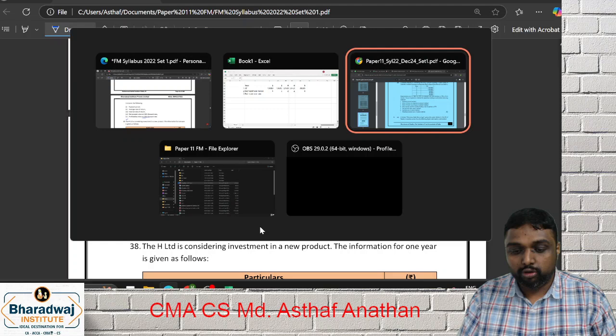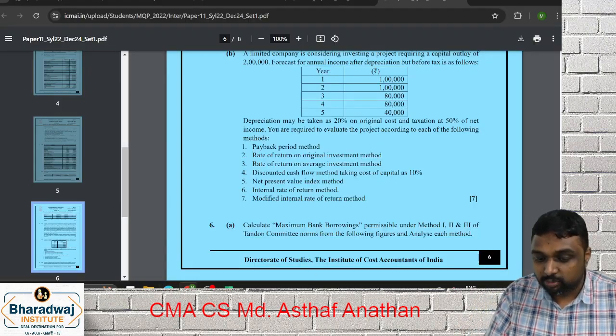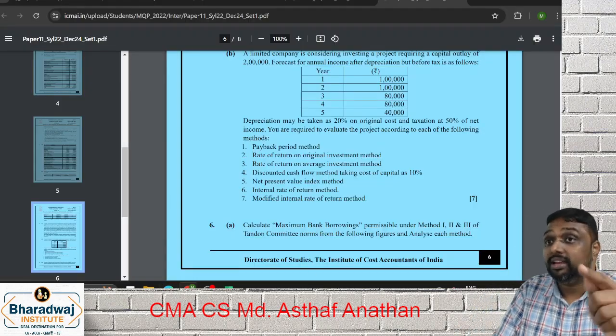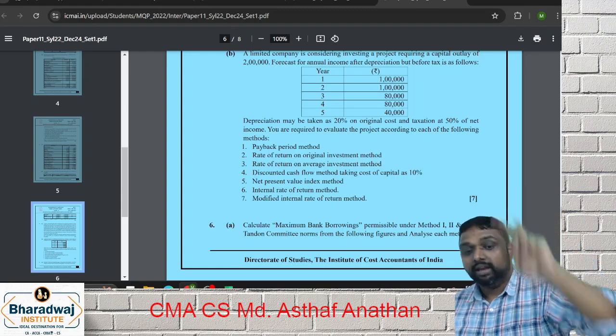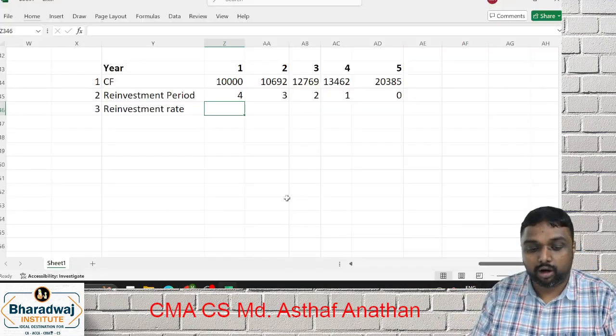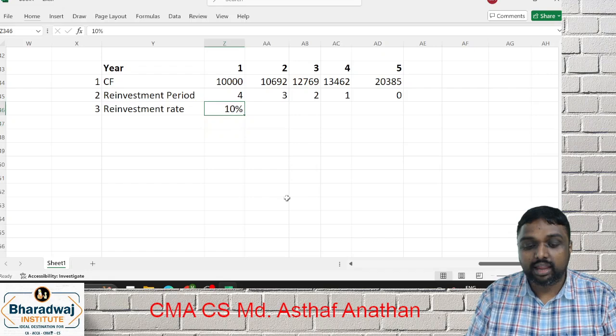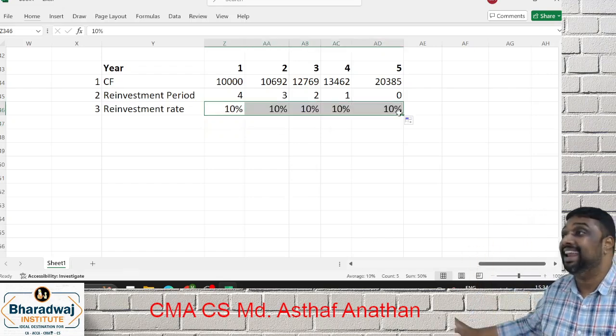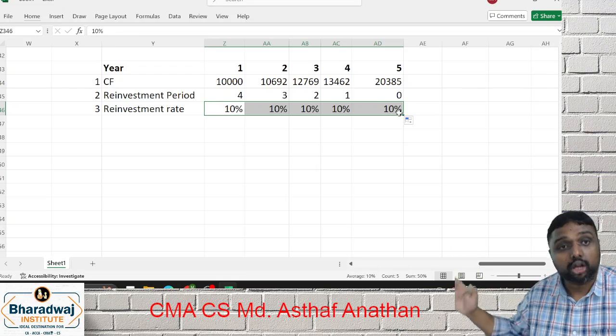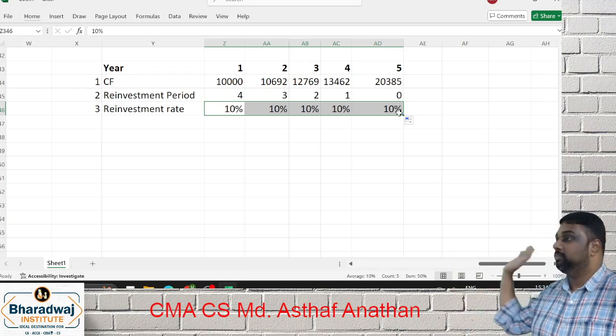Suppose I tell you one MTP point. Here also nothing is specifically mentioned. Sometimes they will tell you the reinvestment rate is 12%. They will tell you a different reinvestment rate. That is why I am giving a separate column called reinvestment rate. Here the reinvestment rate is the same as your cost of capital. The question is silent, so you have to assume that your cost of capital is your reinvestment rate.